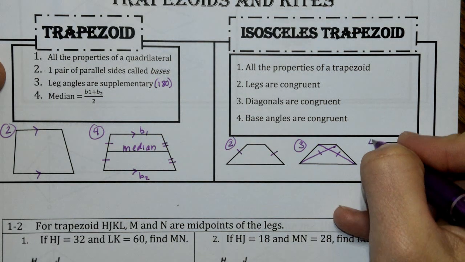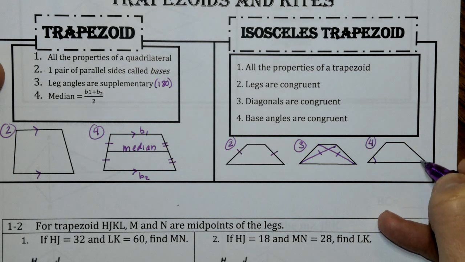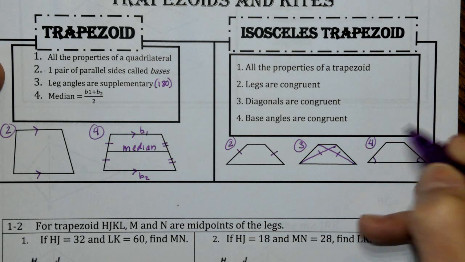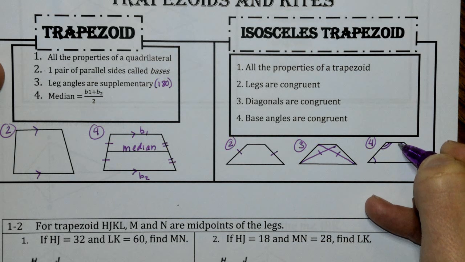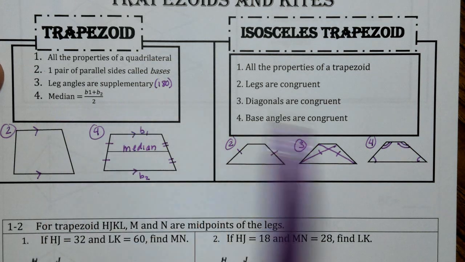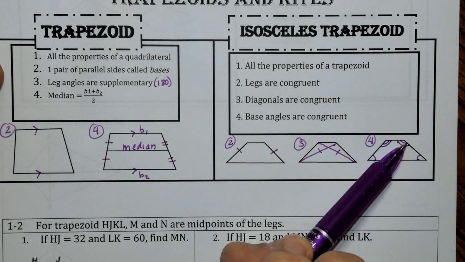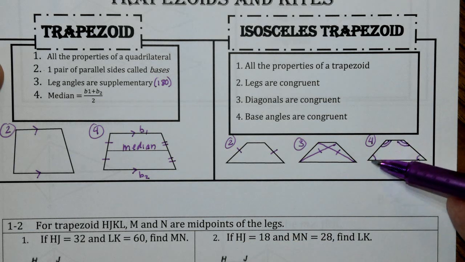Then the fourth property is now your base angles. So here and here, these are going to be congruent. But you also remember you have 2 bases. So these will be congruent as well. Remember, we still have the property that the leg angles are supplementary. So over here on the right side, these 2 will be supplementary, add to 180, and so will these 2.